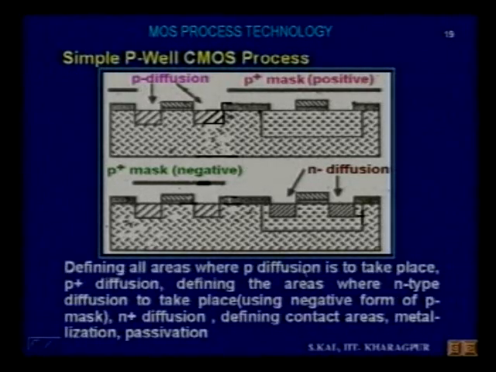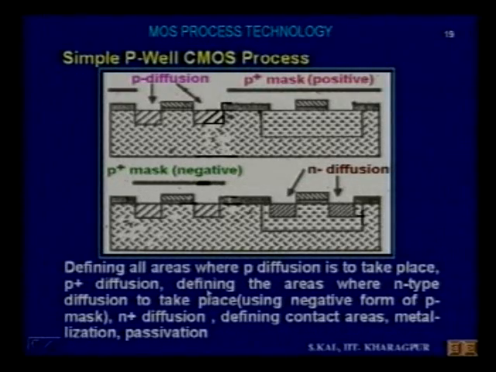So now, what are the steps? Defining all areas where P diffusion is to take place. That means this step is known as photomasking. You are opening windows here and here. Then the step is P plus diffusion for the source and drain region of the PMOS.